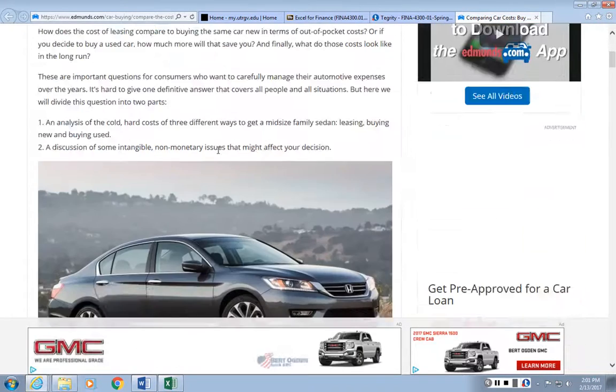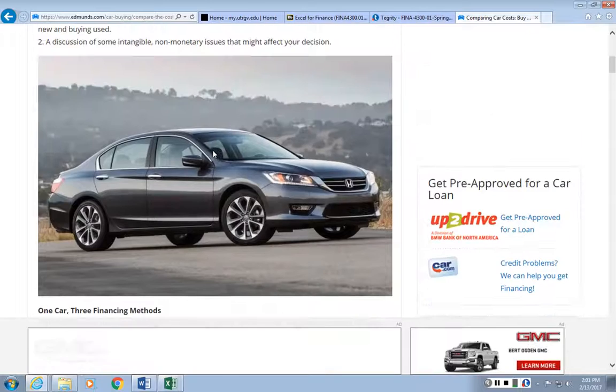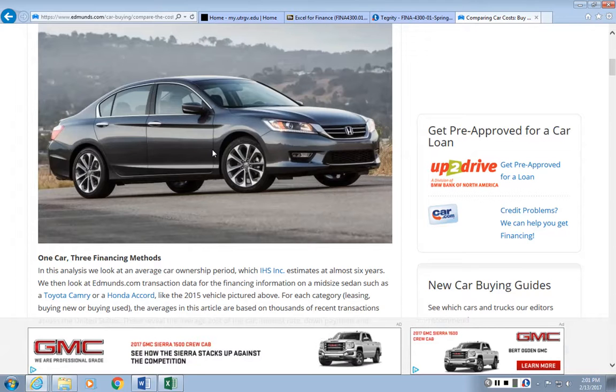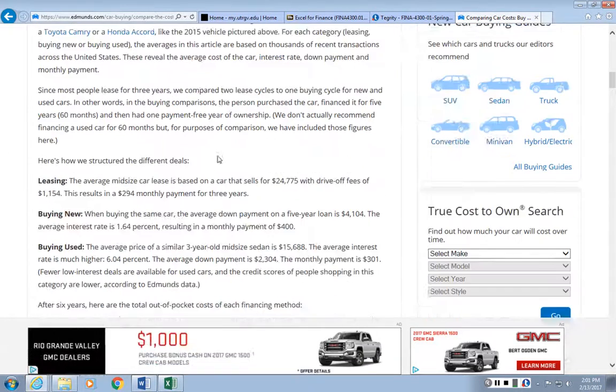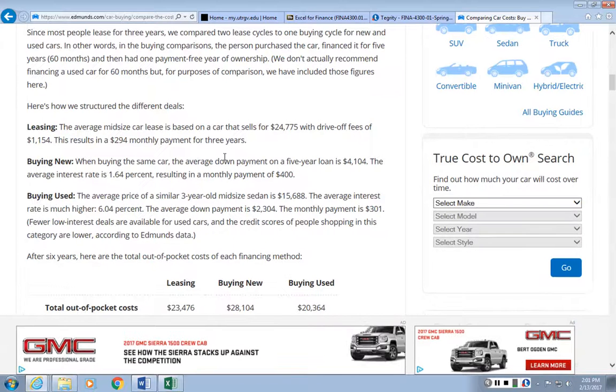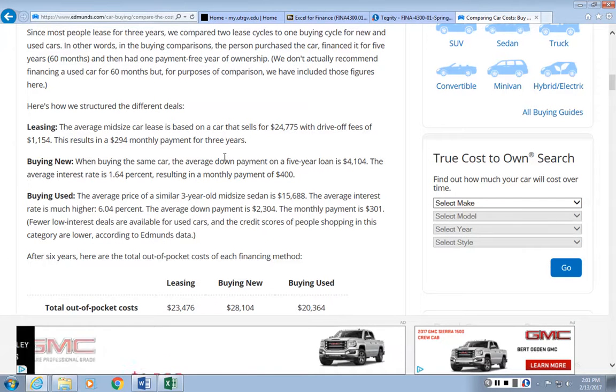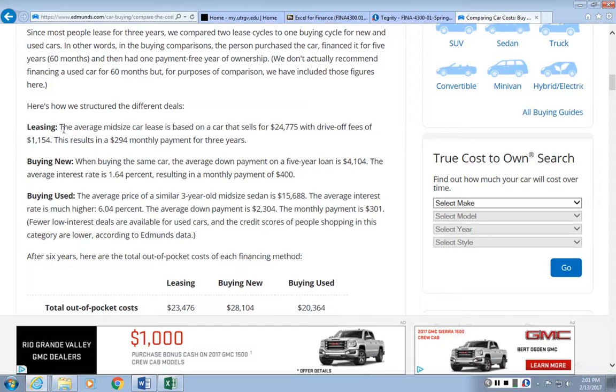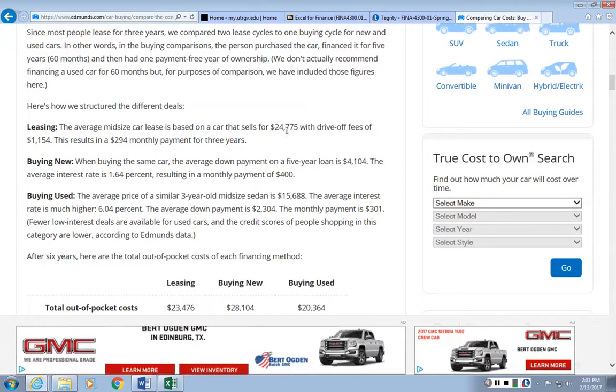Okay? And so in this one, you're going to be leasing, buying. It's a standard car, just a sedan. And here are the options they give us here. And this one, they did a survey, and so based on that, they came up with these numbers. So leasing, the average mid-size car lease is based on a car that sells for about $25,000. So let's use 25 instead of using 24,775.